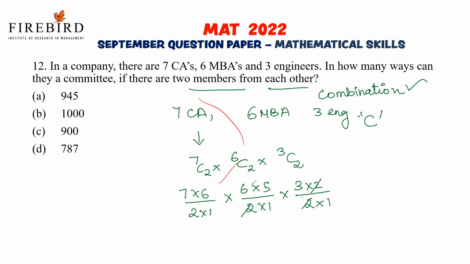2 will get cancelled, 2 here 3 times, 2 here 3 times. So 21 into 15 into 3, which is equal to 21 into 45. What is 21 into 45? 945 is your answer. Do you understand? 945 is your answer.